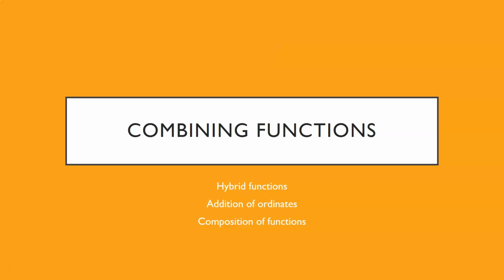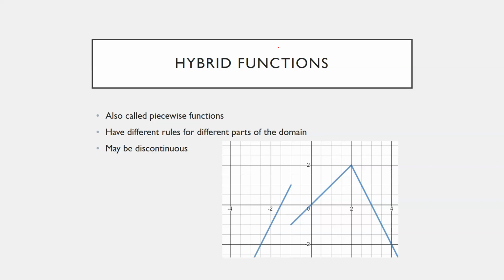Combining functions. We're going to look at three different things: hybrid functions, addition of ordinates, and composition of functions. Hybrid functions are also called piecewise functions. They have different rules for different parts of the domain. I've got an example here which shows that they may also be discontinuous. So we can see here that there are three parts to the graph.